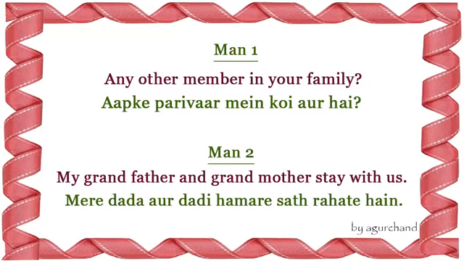परिवार is family. My grandfather and grandmother stay with us. मेरे दादा और दादी. So दादा is grandfather and दादी is grandmother. मेरे दादा और दादी. So see here, मेरे is my and और is and. Grandfather and grandmother. मेरे दादा और दादी हमारे साथ रहते हैं. So हमारे साथ means with us. रहते हैं means they are staying with us.